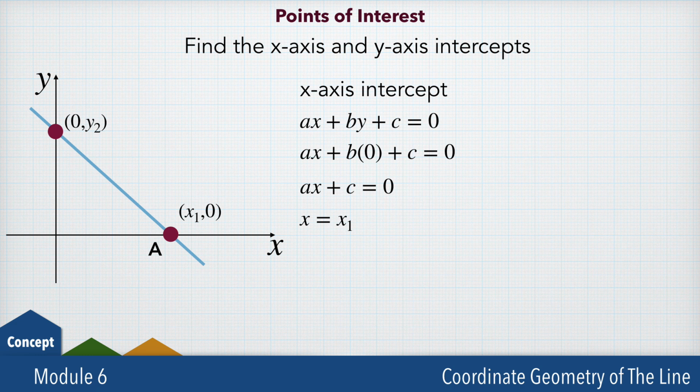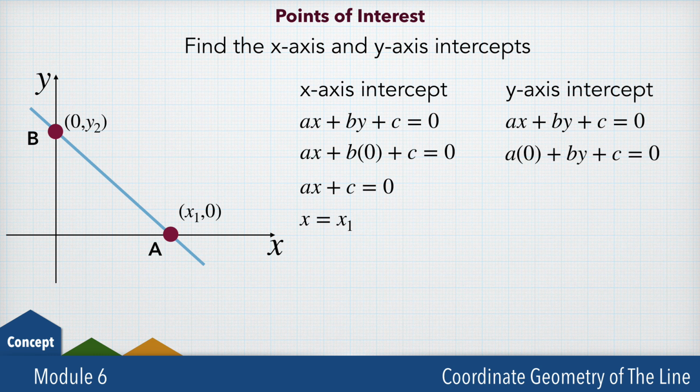The point B is the y-axis intercept, which we can find by letting x be equal to 0 in the equation. Simplifying and solving for y gives the point of intersection as (0, y0).